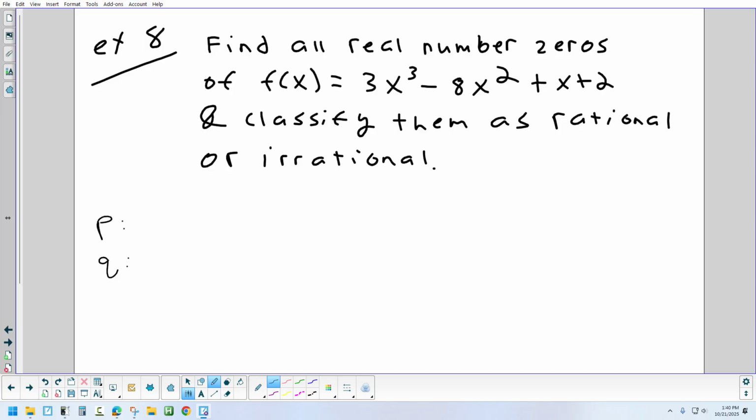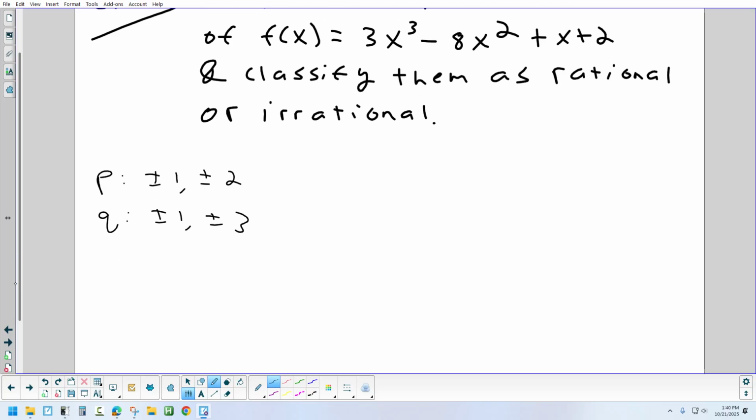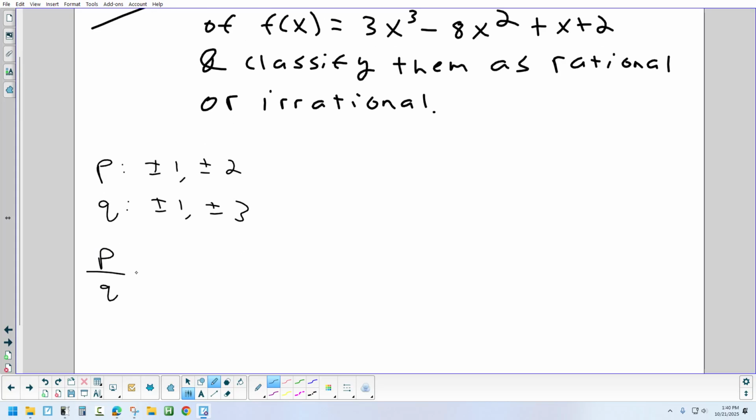Okay, what are the factors of P in this case? 1, 2, negative 1, 2. Yep. Not bad, plus or minus 1, plus or minus 2. And what would be the factors of Q? Yeah, plus or minus 1 or plus or minus 3. Good. Plus or minus 1, plus or minus 3. Now I need to write all the P's over all the Q's.